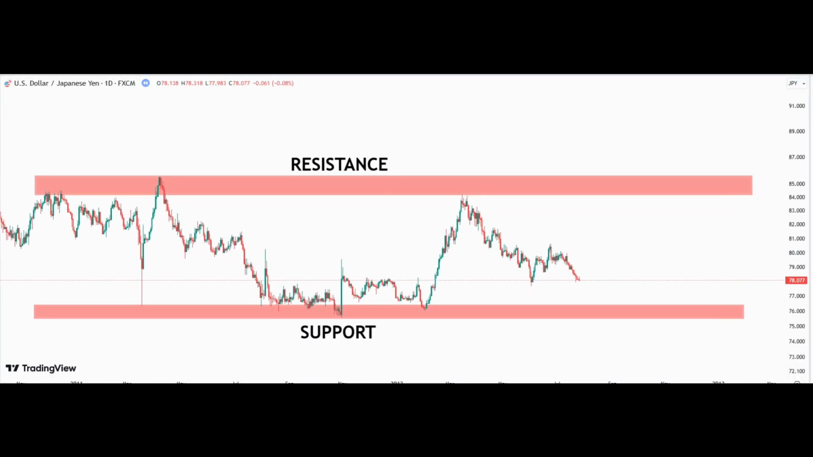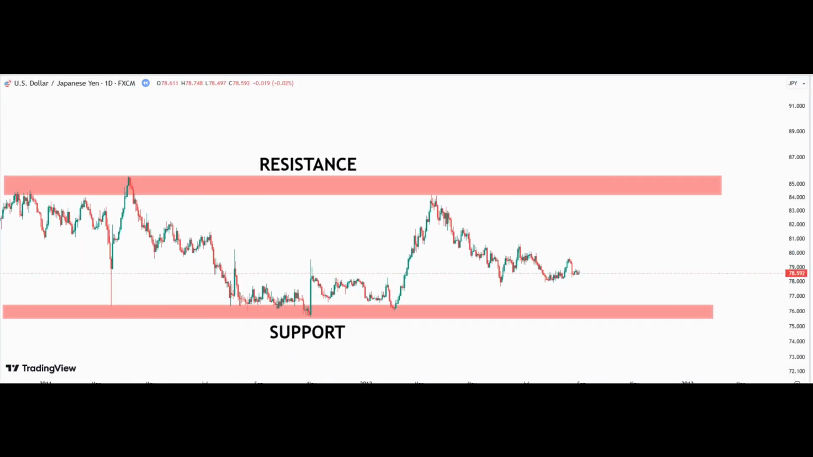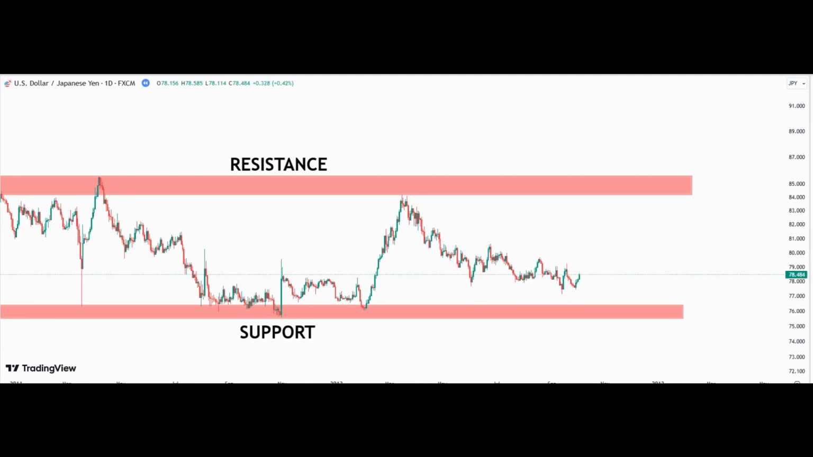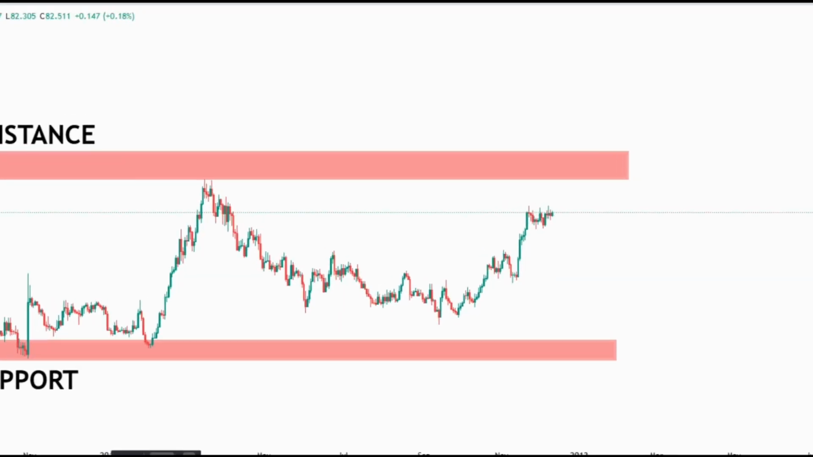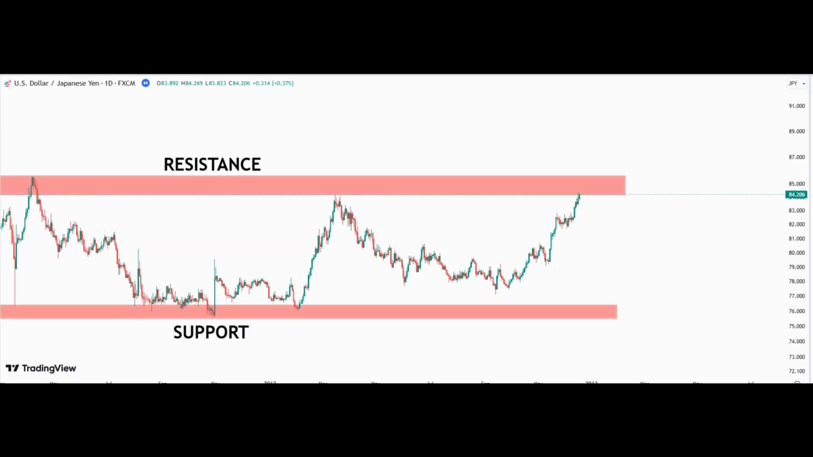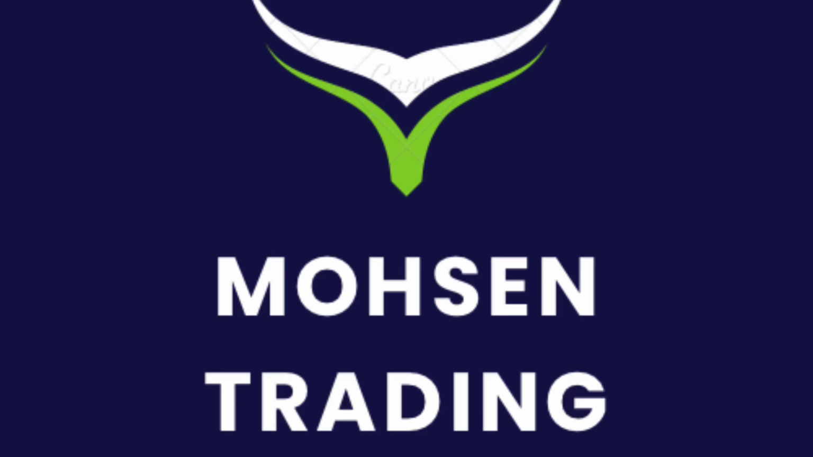Look at this chart. Price is approaching a key resistance level. Will it break through and move higher, or will it reverse and drop? What's your prediction?